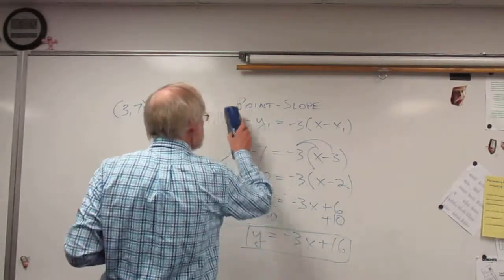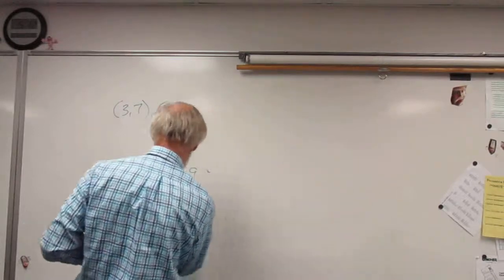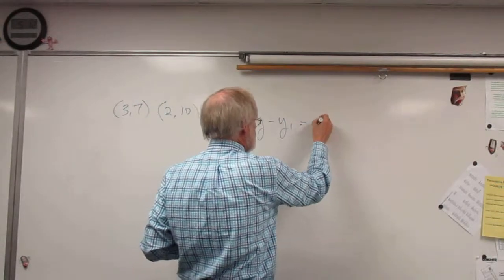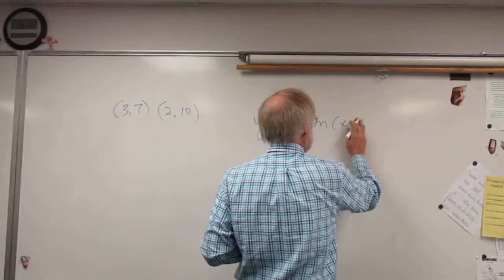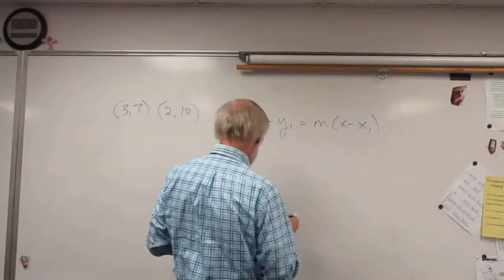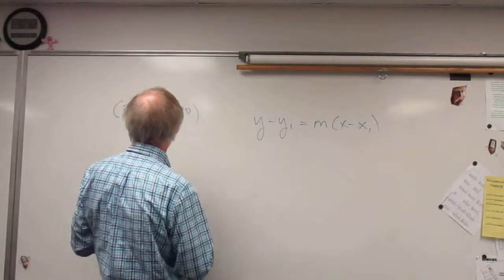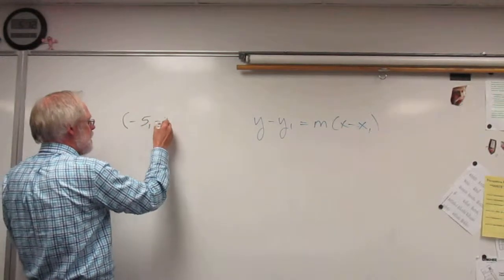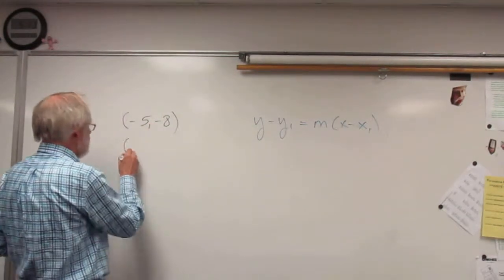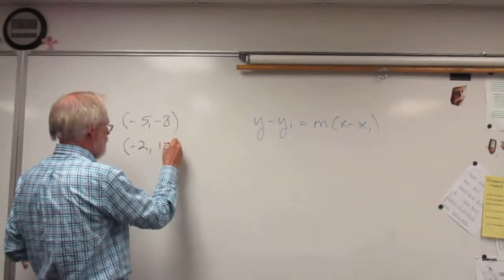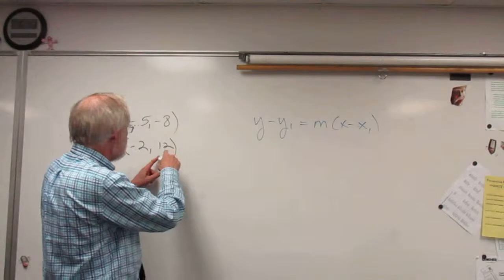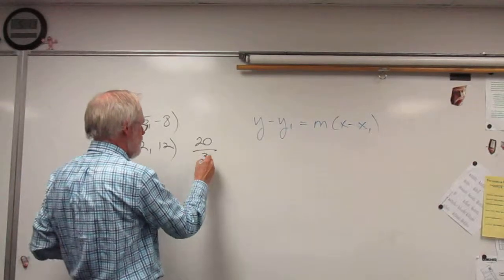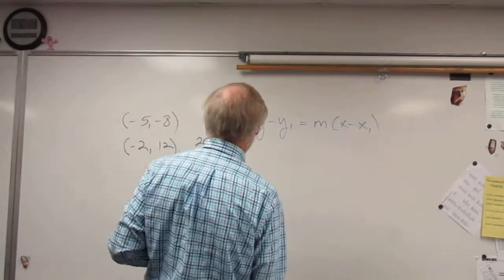One more thing I want to make sure you're clear on here, and that is with point-slope form, y minus y1 equals m times x minus x1. Let's use points that are, let's say, negative 5, negative 8, and negative 2, 12. Okay? So here we're going to find the slope. 12 minus negative 8 is 12 plus 8, which is 20. Negative 2 plus 5 is 3. So 20 over 3 is our slope.